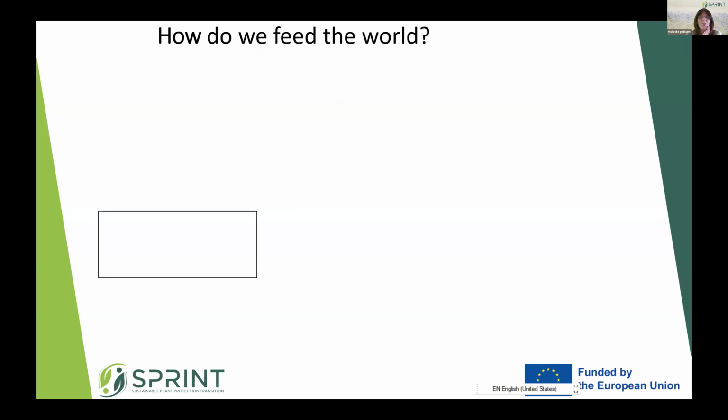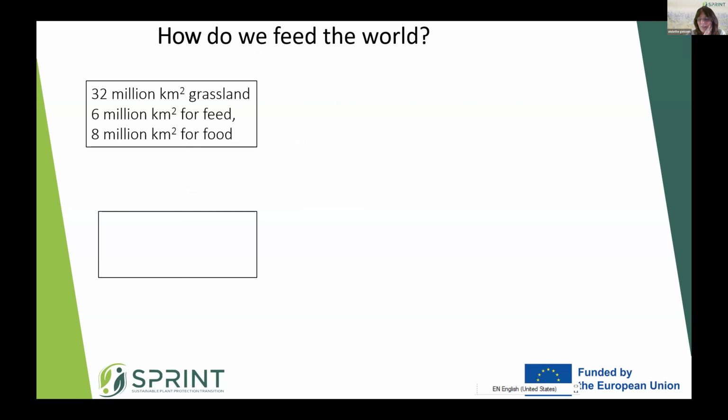First, one short context. How do we feed the world actually? 32 million square kilometers are used for grassland, 6 million square kilometers for feed production, 8 million square kilometers for food production. As we can see here, land use could be changed between feed and food production areas, which would allow us to produce more calories directly for humans.